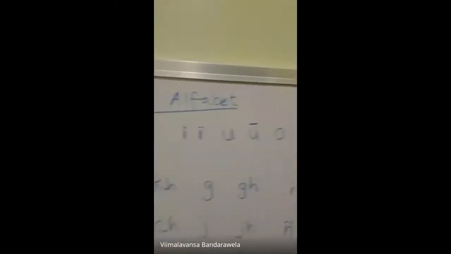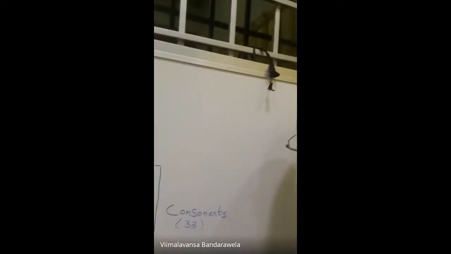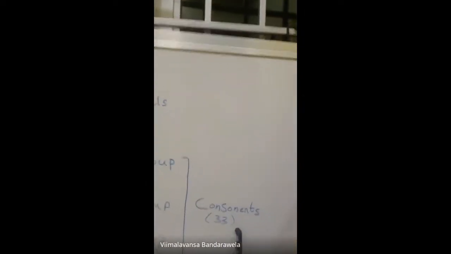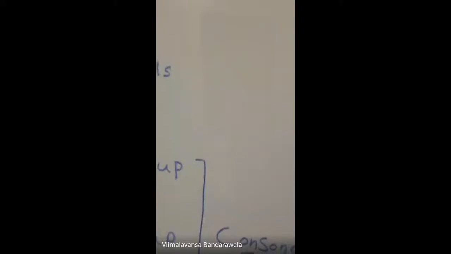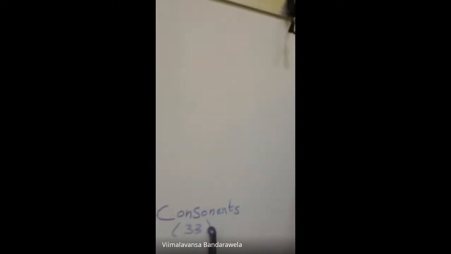Okay. Then let's move to consonants. Right. Consonants. 33 consonants. Can you see? I don't know if you see or not. Okay, this is the consonant. Can see? Not fully. We can see the word consonant, but we cannot see the consonants. Right. Consonants. Oh, what has happened? Okay. Now. Yes.